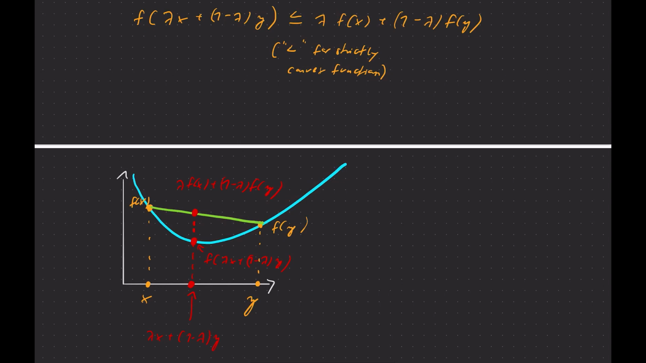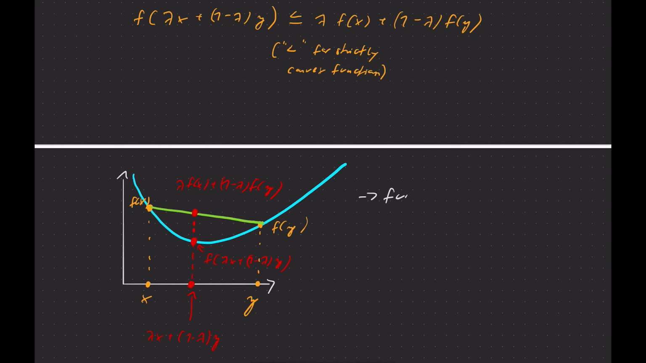And the condition says this point here is above this point. And that's true for every point that we can choose between x and y. So in other words, the exact function values always lie below this line here. In other words, what that means is the line connecting f of x and f of y always lies above the function graph. Okay, so that's convexity for a function.